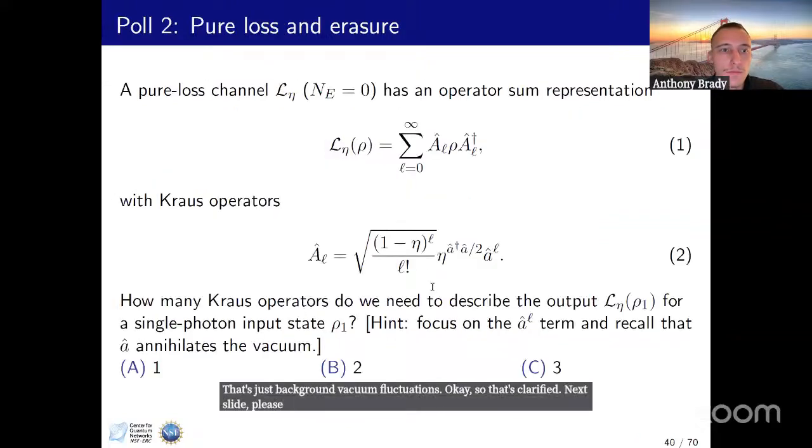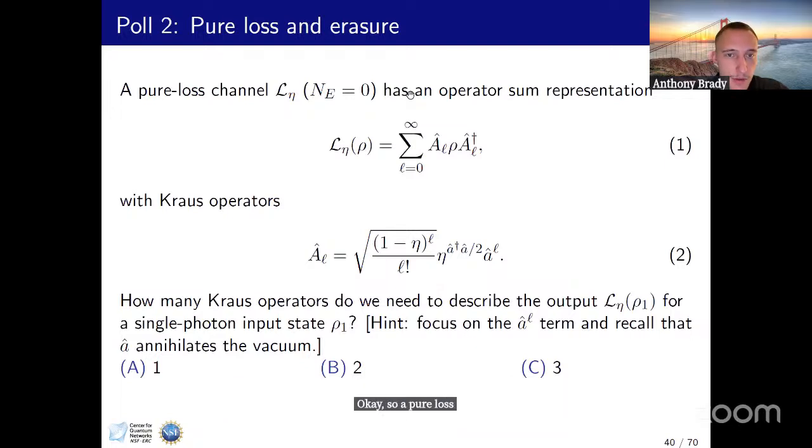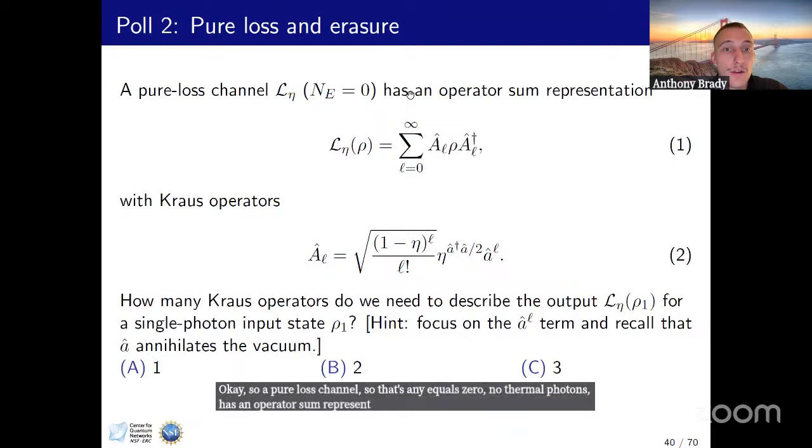So move on to this poll. Okay, so a pure loss channel, so that's N_E equals 0, no thermal photons, has an operator sum representation as follows. Recall the Kraus representation decomposition that we mentioned at the very beginning of the lecture.